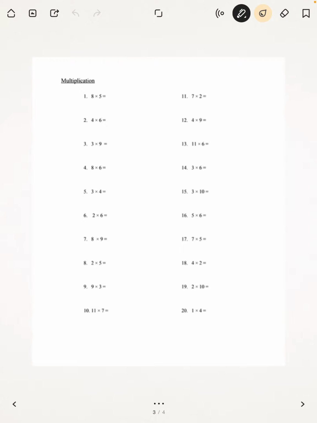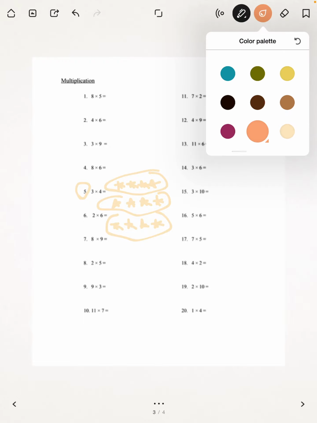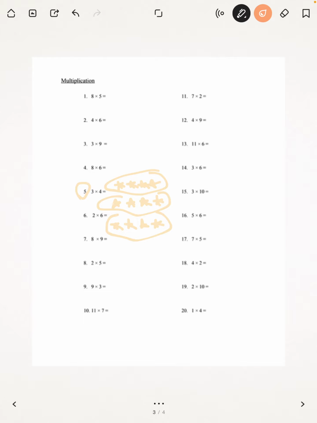The next topic is multiplication. So we're first going to be doing number 5. 3 times 4. I'm just going to draw 3 sets of 4. That's one set of 4. That's another set. We're just going to draw one more set. Okay. Now we just need to count how many of these stars there are to find the answer. So there's 1, 2, 3, 4, 5, 6, 7, 8, 9, 10, 11, 12. And we clearly see that the answer is 12.